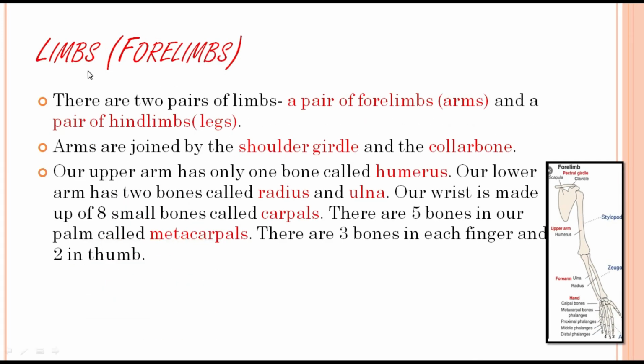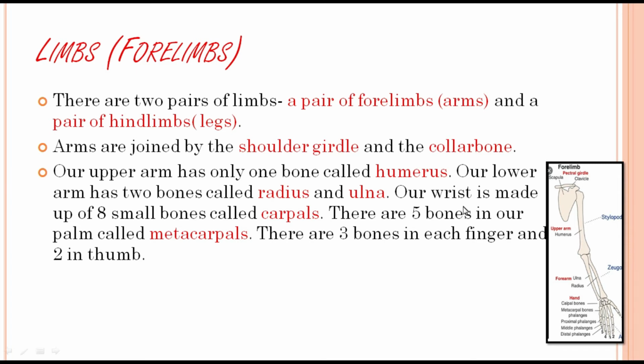Now we will talk about limbs. Now there are 2 pairs of limbs which are the forelimbs and the hind limbs. Forelimbs are the arms and hind limbs are the legs. Now these arms are joined to the shoulder girdle or the collar bone, and the upper arm has only one bone which is called the humerus. You can see this is the humerus, only one bone is here. And in the lower arm we have 2 bones, see, the ulna and the radius.